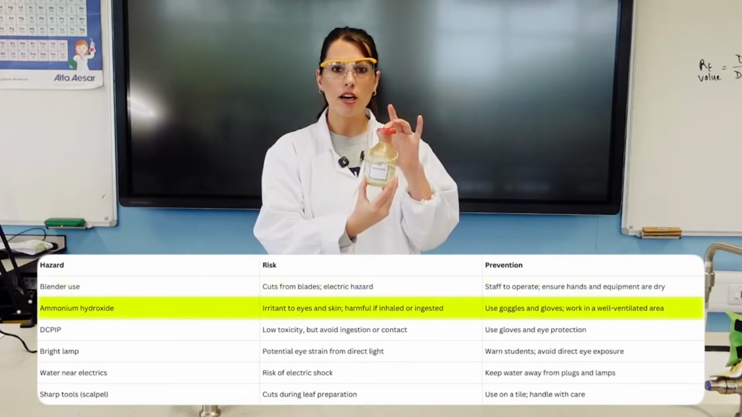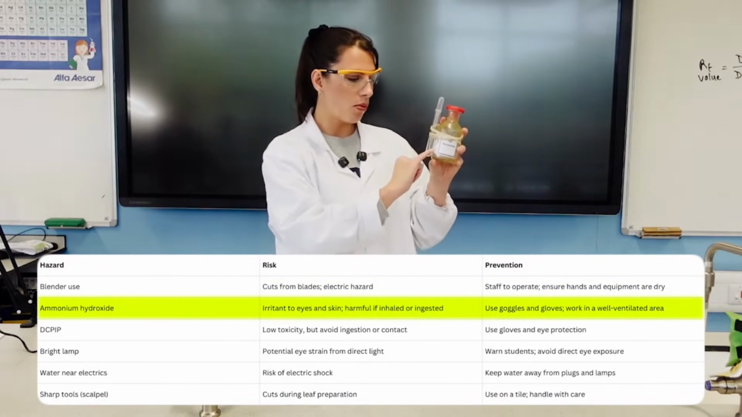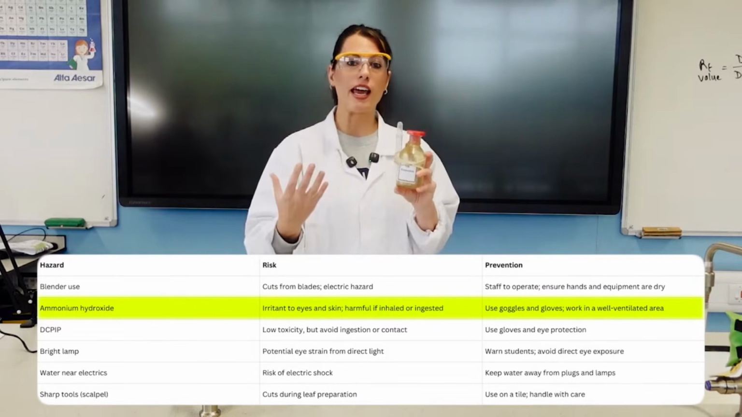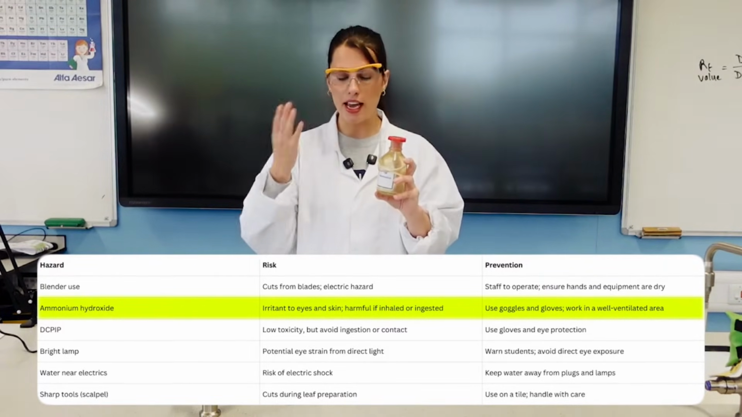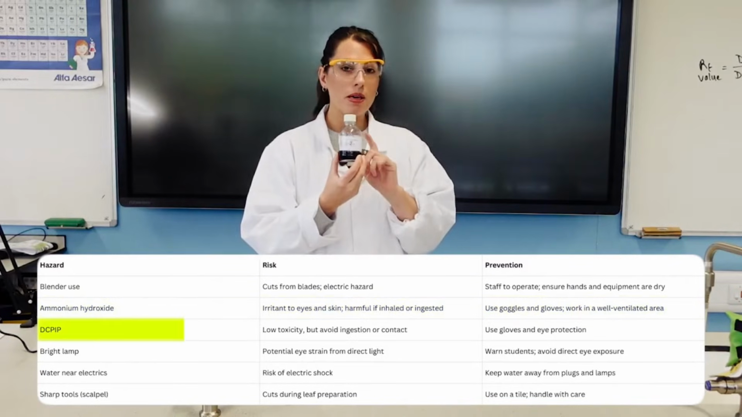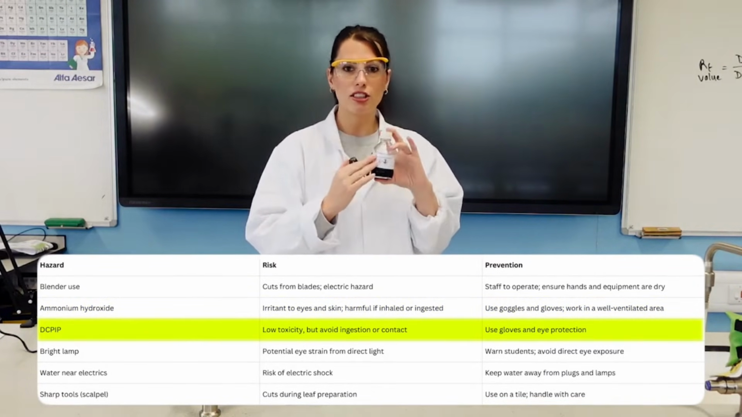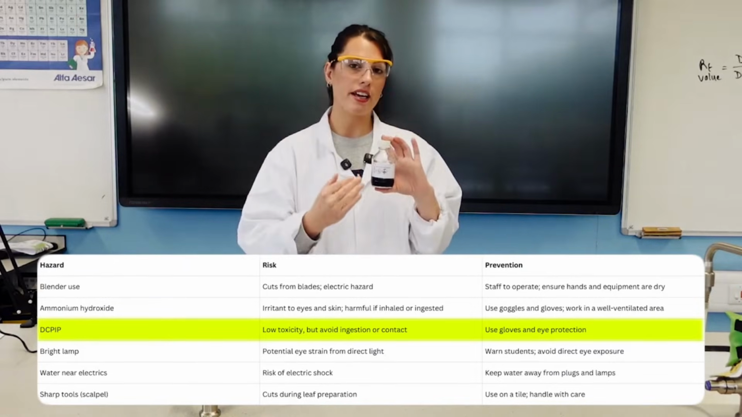Next then, the ammonium hydroxide is an irritant. So we've got our warning here that it causes skin irritation and serious eye irritation. So if they do get any on their hands, wash their hands immediately, and goggles have to be worn throughout. DC-PIP is low toxicity, but if it's ingested, it could be harmful. Pointing that out to the students, but also making sure that they are wearing their goggles throughout.